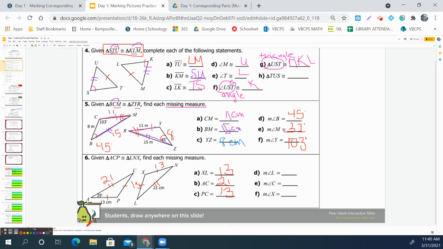Okay. What about the side, or what about the angles over here? L, C, and X. If I know angle A is 29, what other angles are 29? N. What else? L, because this is an isosceles triangle, these two base angles are congruent. So L is 29. What else is 29?